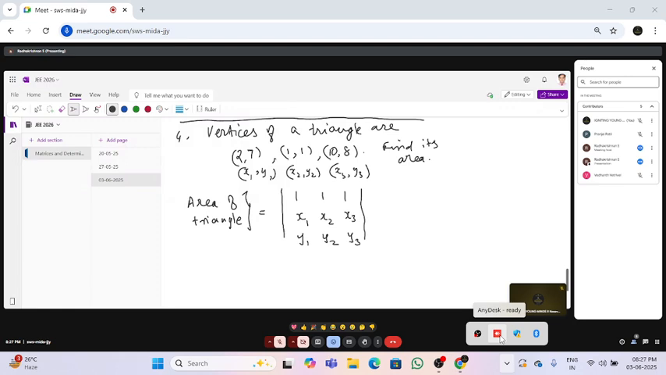Half into this determinant. So now you please calculate this and tell me. 23.5. 23.5. Very good. So that is correct. So in this case, you put x1 equal to 2, 1, 10 and 7, 1, 8. You have to just calculate this, and it is going to give you 23.5.